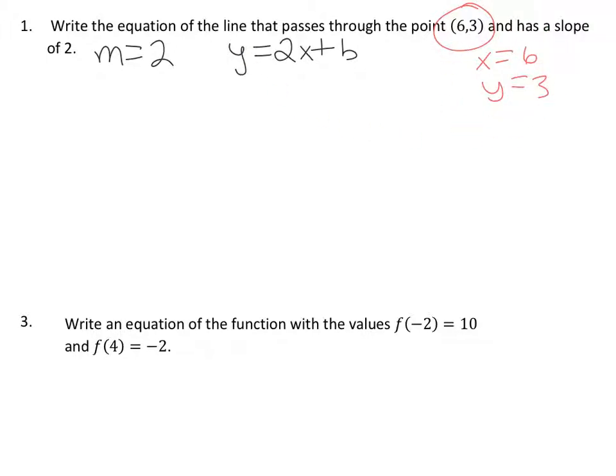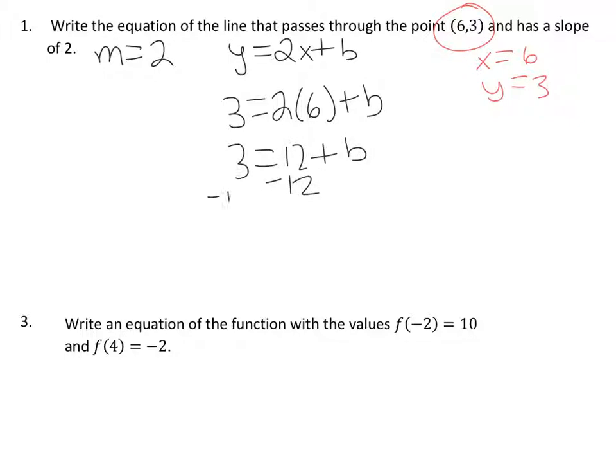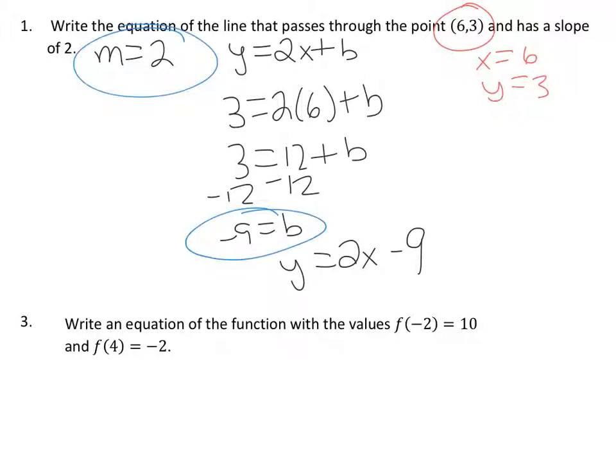So you get 3 equals 2 times 6 plus b. 3 equals 12 plus b. Subtract the 12. So I get y equals 2x minus 9, because I know b is negative 9, m is 2. So my final answer, y equals 2x minus 9.